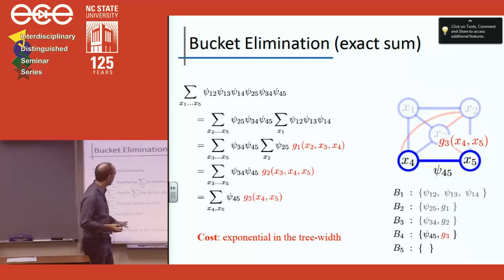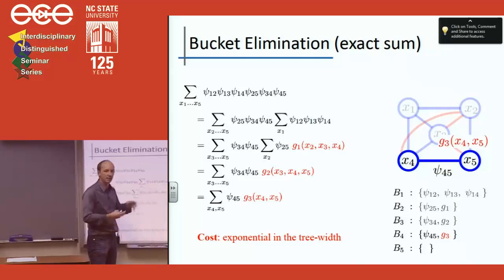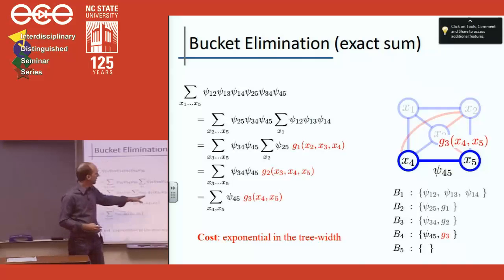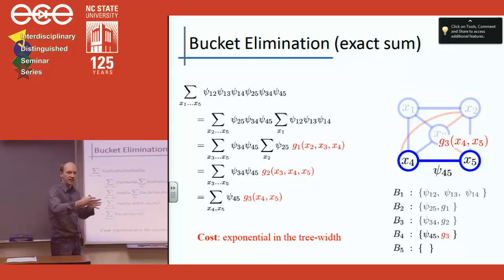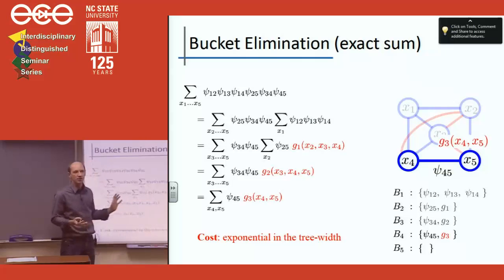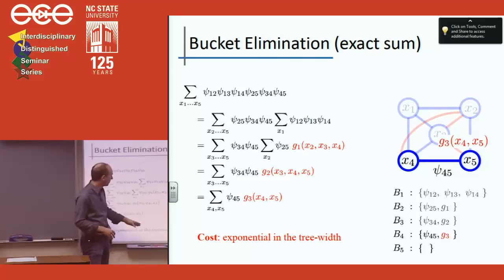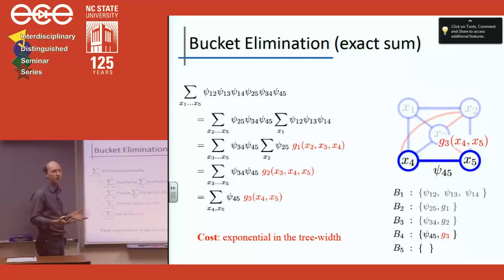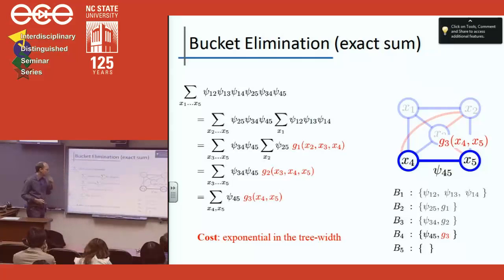But it turns out that the cost of this is related to the size of the tables that you're representing. If I have a table over k variables, then I have d to the k entries in that table. So the cost of doing this procedure is going to be exponential in whatever the largest table I encounter is. And the smallest such thing over any ordering is called the tree width. So it's exponential in a property of the graph called the tree width.